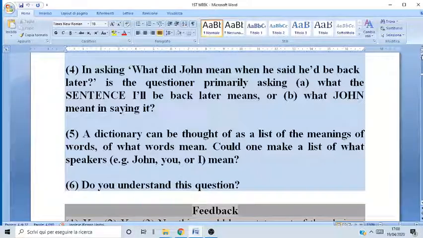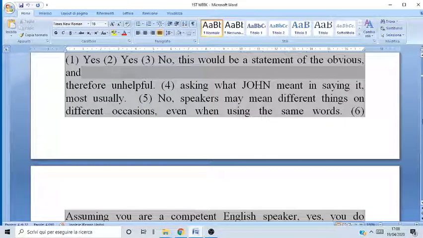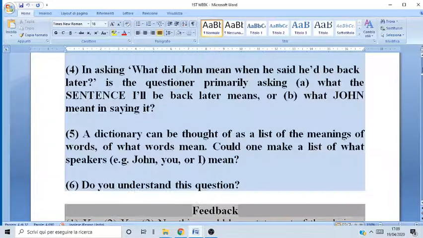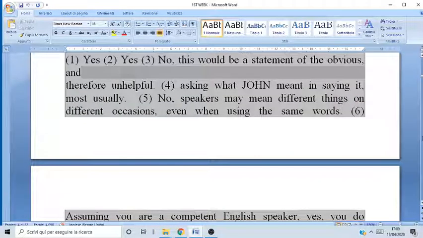And number 5, can we make a list of what speakers mean? No, theoretically, it's not possible. Okay, because you can mean different things. And then that other question, do you understand this question? Yes, it's understandable, of course, for those who speak a decent amount of English. If somebody had never heard English before, they would not understand the question.